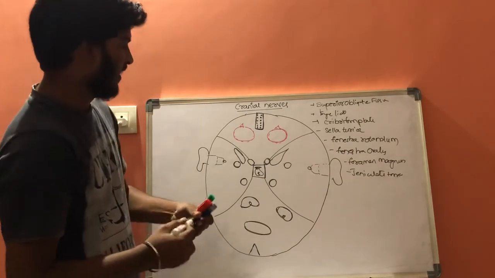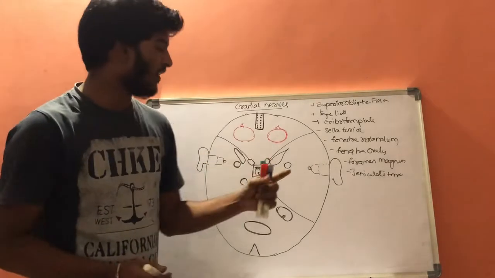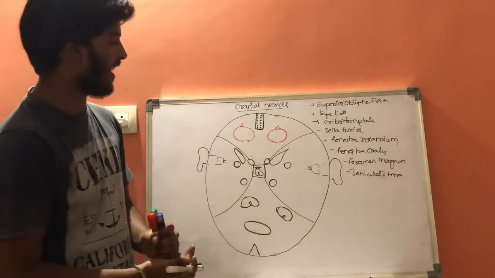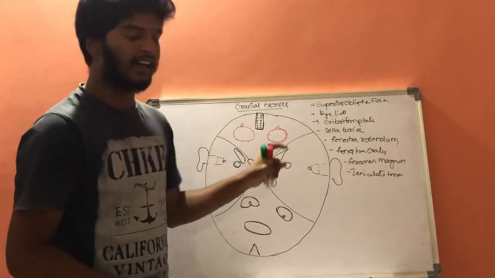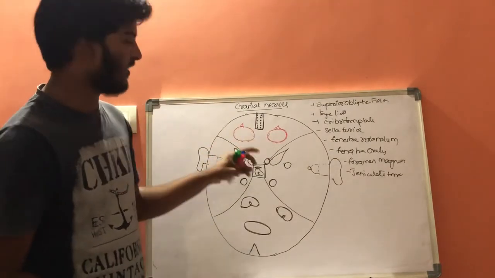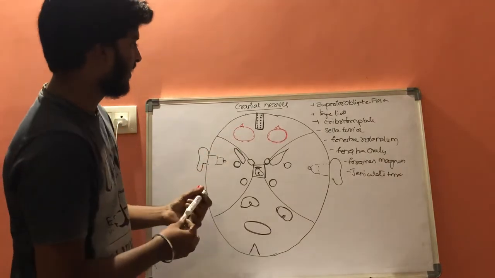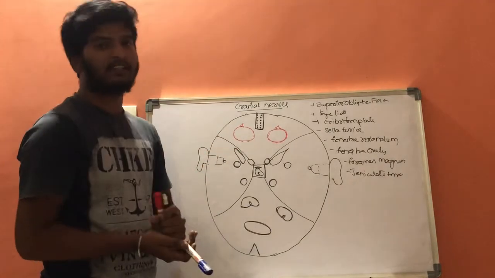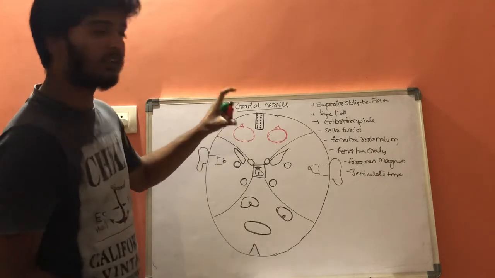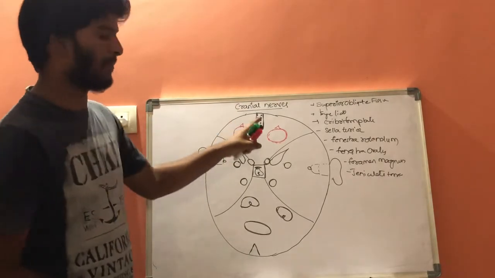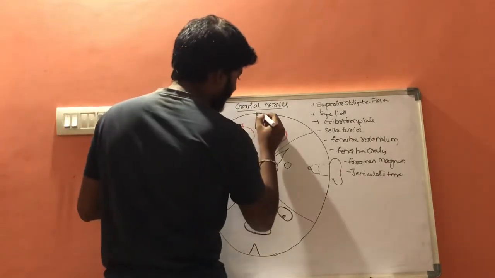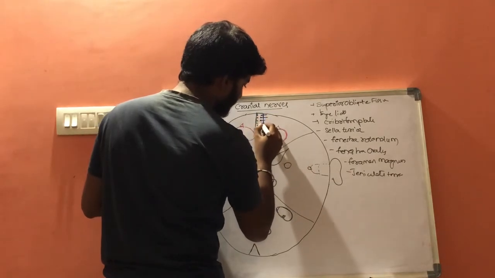Now the 12 pairs of nerves which are arranged, where do they end and from where are they located in this diagram, let us see. The first pair of nerves, that is the olfactory nerves, are arranged from the cribriform plates. From here the olfactory nerves arise.